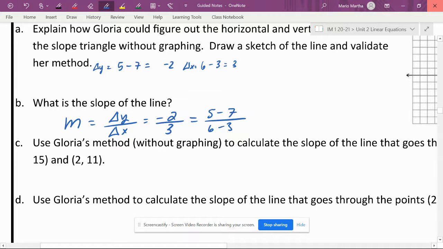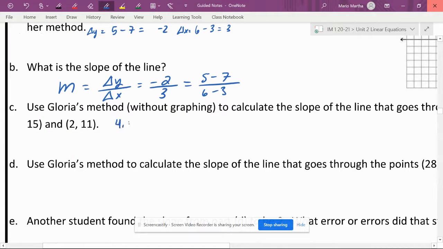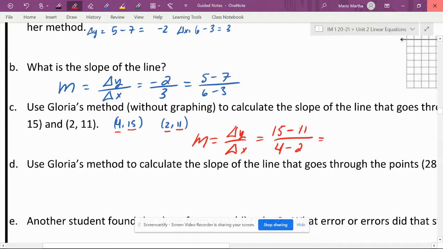And then use Gloria's method without graphing to calculate the slope of the line that goes through the points (4, 15) and (2, 11). So again, we're going to figure out the slope. So it's the change in y over the change in x. And that's equal to, our change in y goes from 15 to 11. So 15 minus 11 divided by 4 minus 2. So we drop down 4, and then we go 2 to the right. And if you simplify that, you'll see that we just have 2 over 1. So that will be our simplest slope.